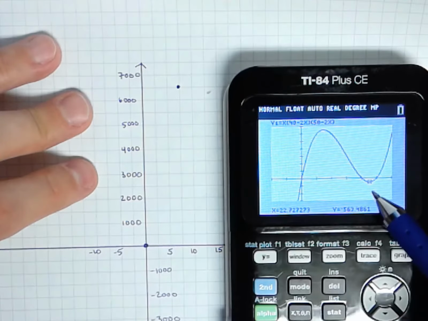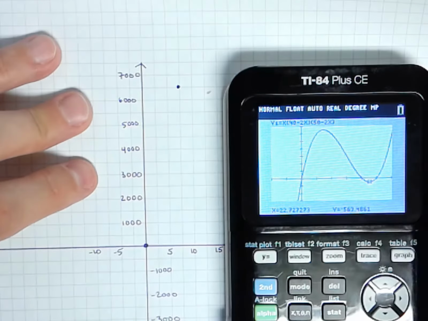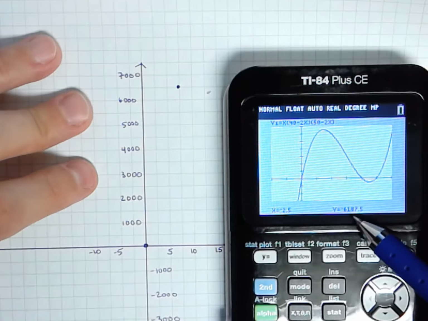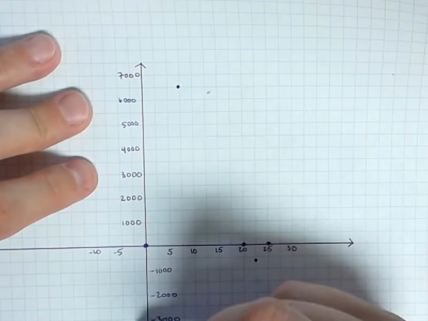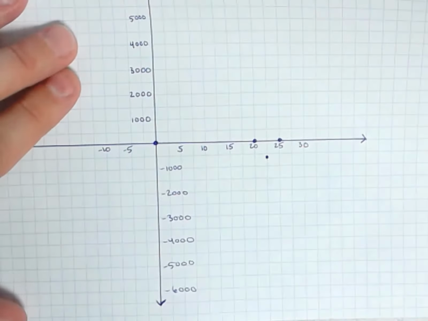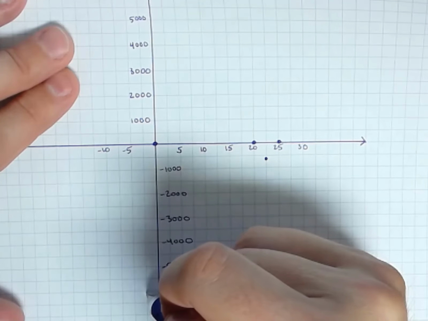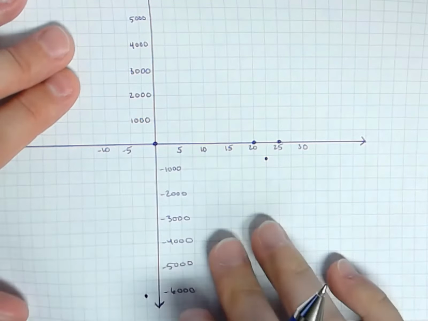So if I go to my trace menu, I can type in X values and it'll tell me the Y value. So I'm going to go negative 2.5. Let's just see what that is. Well, it's negative 6,100. So it's quite a ways down there. So I'm going to go down. So negative 2.5, it's like down here somewhere. So again, that's pretty steep.